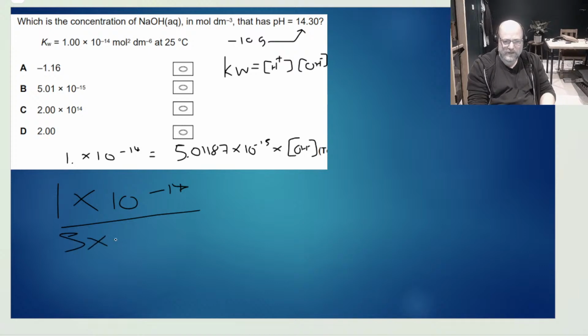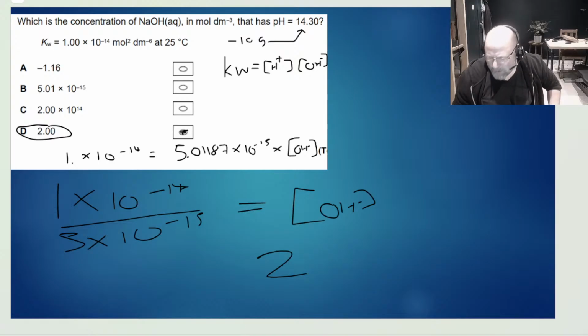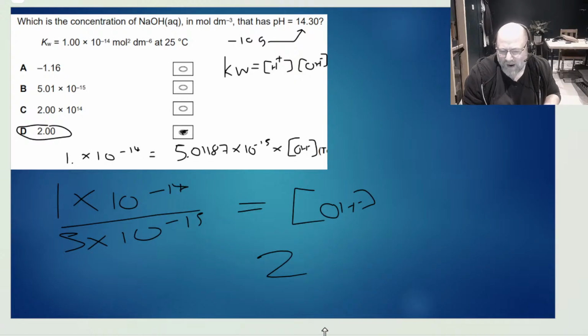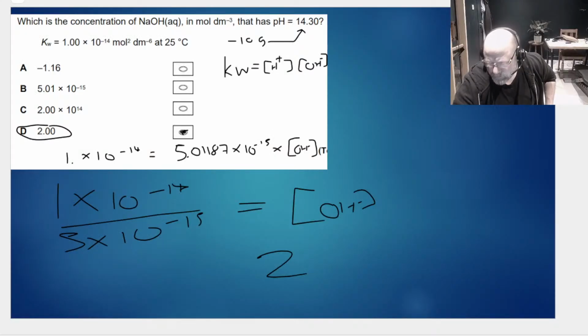Over equals OH minus, and that is 2. So D is the correct answer. Well done. Yeah. You're right. You got it absolutely spot on. Now you got it right.